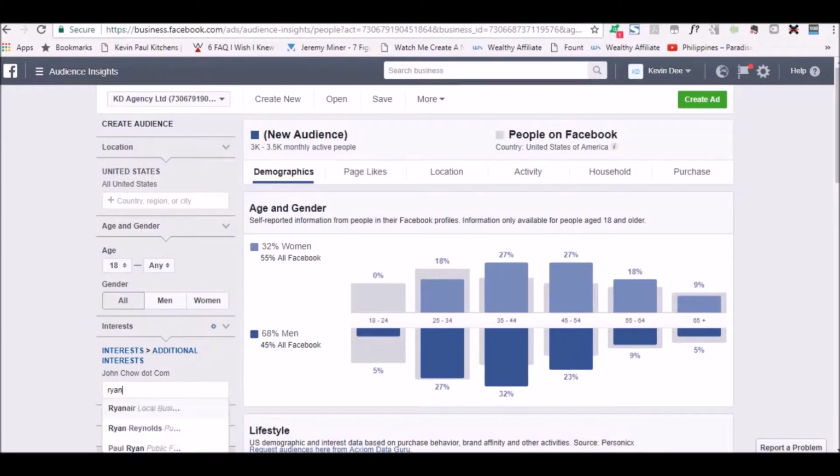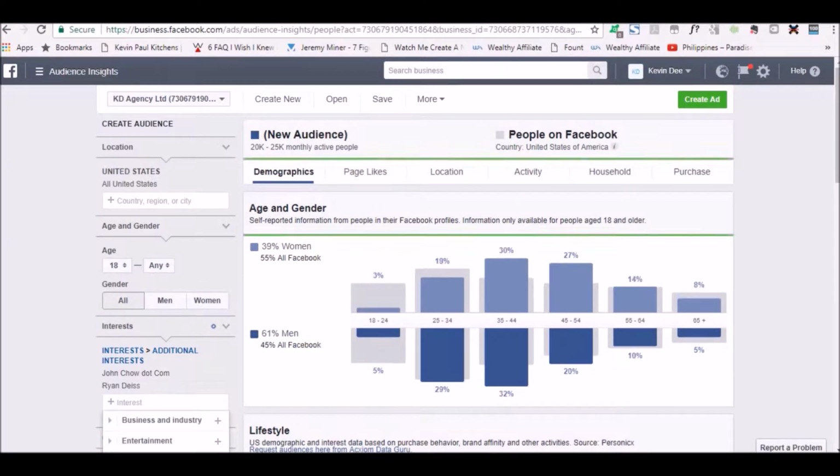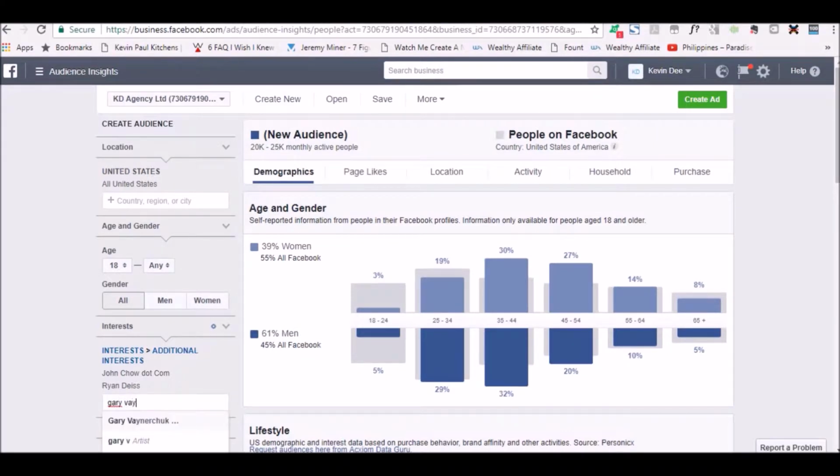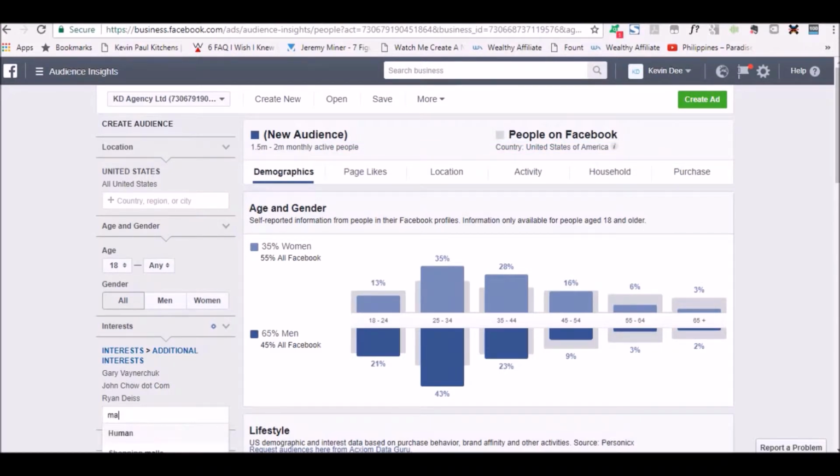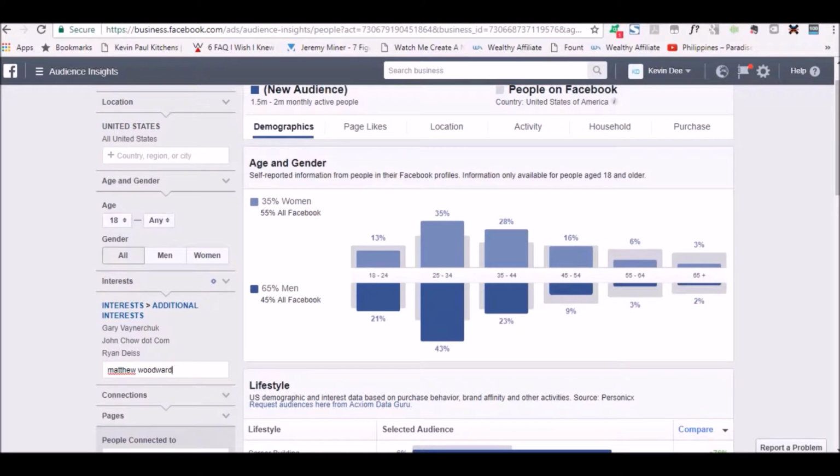Who else? We can go with, let's say, Ryan Dice, Gary Vaynerchuk. Some of these, let's have a good example here. Matthew Woodward. Now Matthew Woodward doesn't come up, and I've typed him in there for that reason. I knew he wasn't going to come up because I've seen it before. Some people do come up, some people don't. I don't know what the algorithm is for Facebook showing some people and choosing not to show other people, but around about 60-70% of the time it does. So don't be too alarmed. Just move on to the next one, guys.